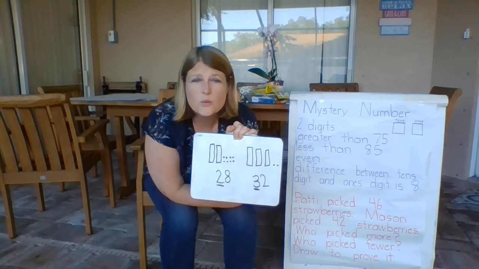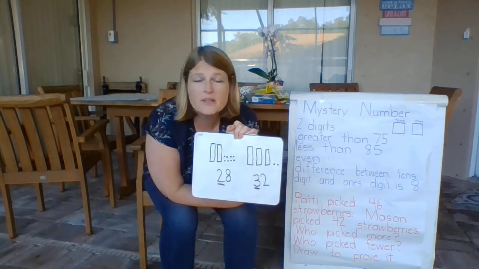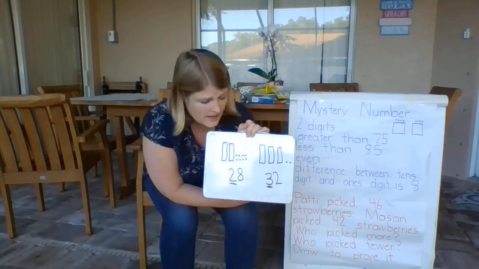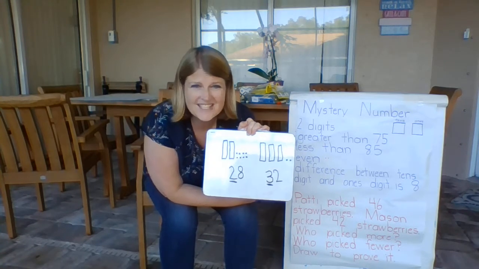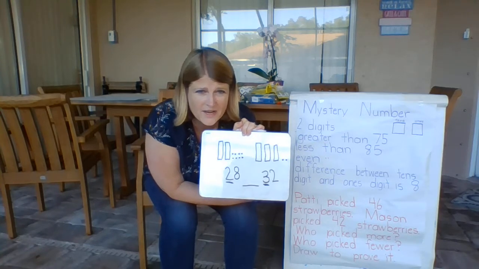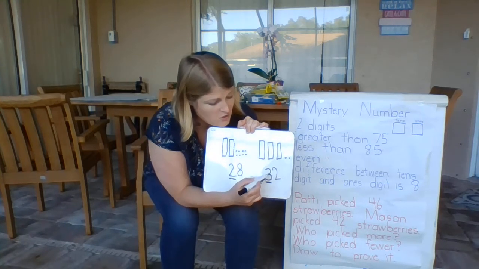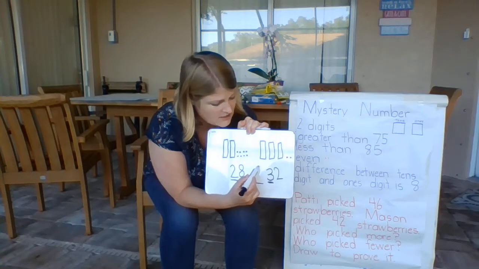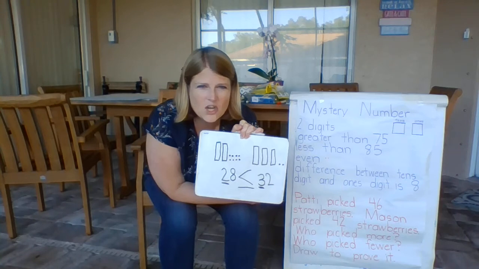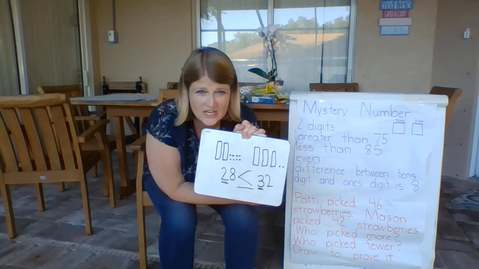So remember, a greater than or less than sign is simply like an alligator mouth. It wants to eat the bigger number. So when I'm looking at this and I'm deciding which sign do I put in between these two numbers to show which one is greater, I want my mouth to eat the greater number. You told me 3 tens was more. So my sign looks like this. Open mouth, ready to chomp that 32.